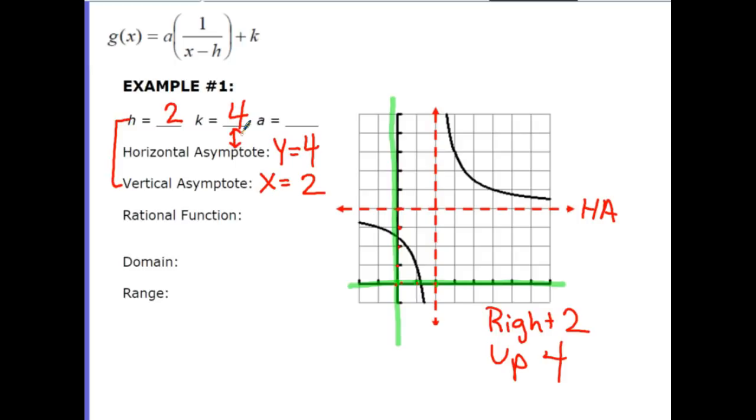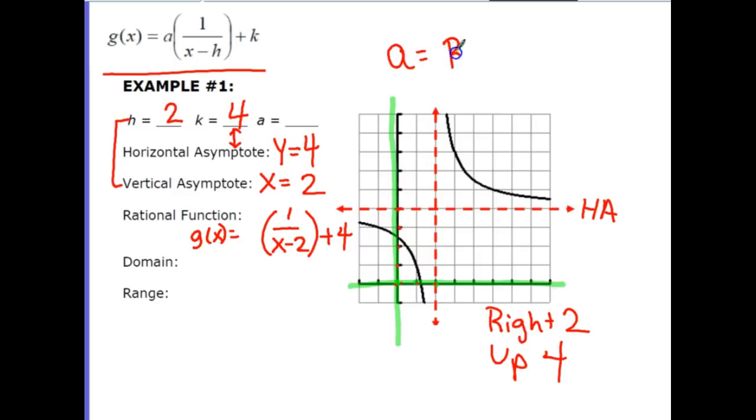Okay, so the rational function is this one right here. So g of x equals, we're going to come back to the a, 1 over x minus 2 plus 4. It's been moved right 2, but x is a liar, so it's minus 2, and up 4. Okay. Now, how do we find the a? The a, instead of being rise over run, is going to be rise times the run.